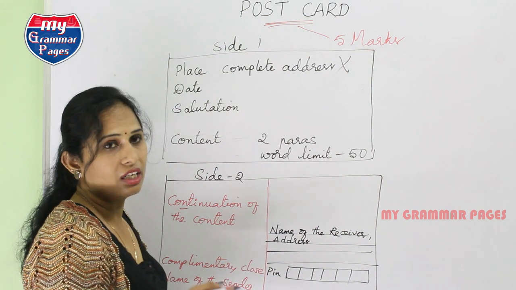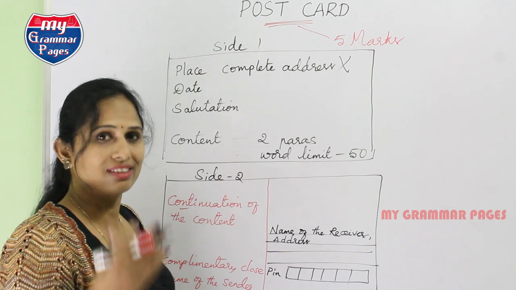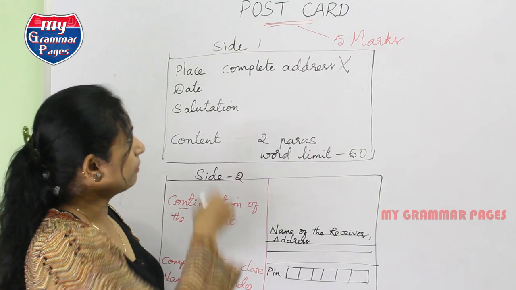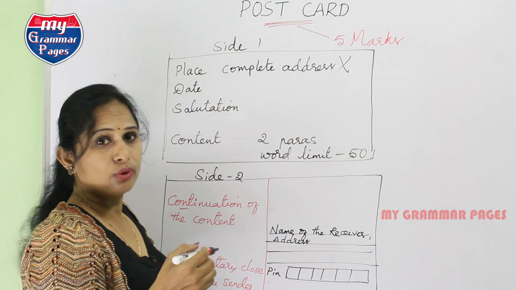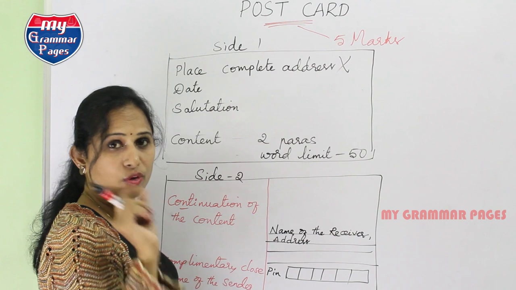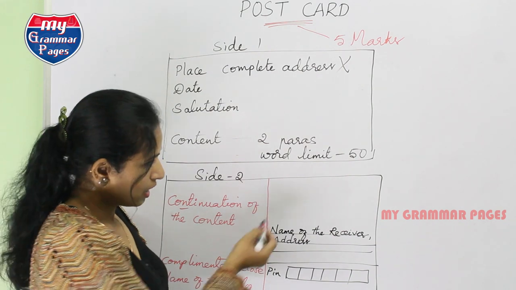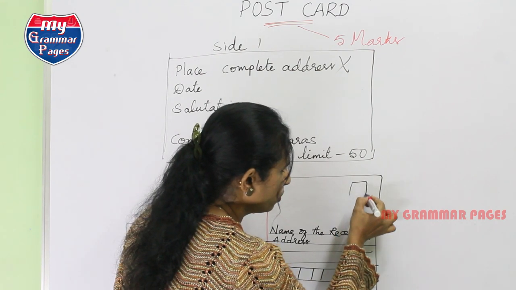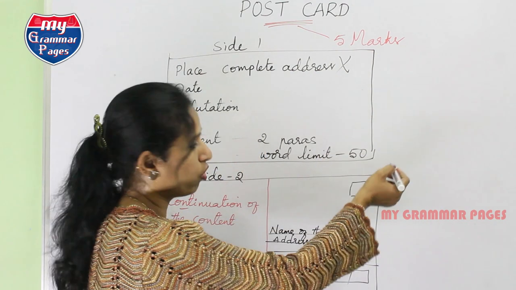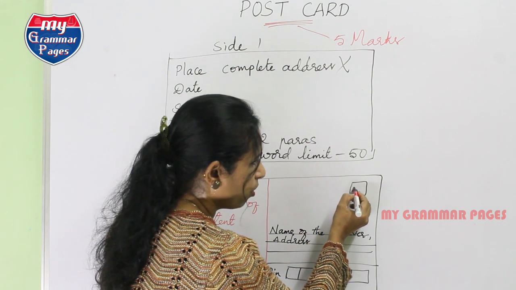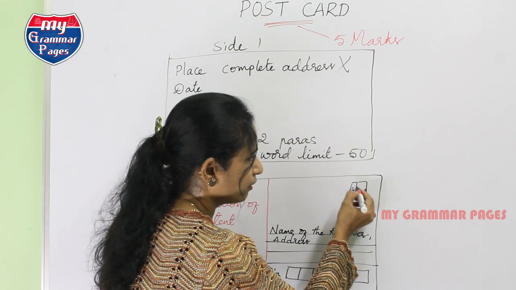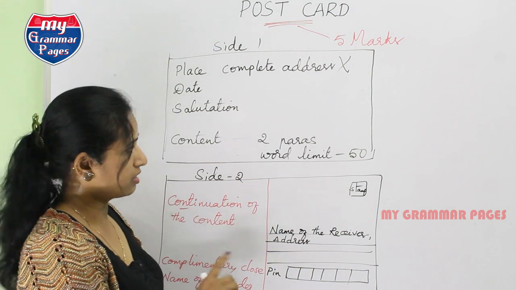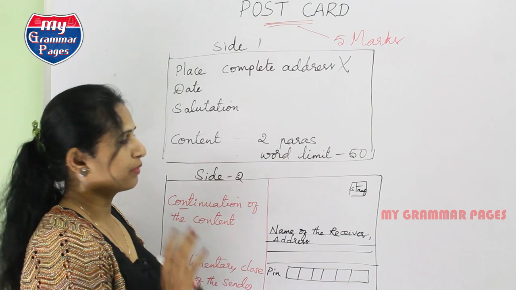Sometimes you will be writing a letter to another town or city or another country where you have to give the complete address of the receiver. But here, when it comes to the place, you are not supposed to give the complete address. Just only the name of the place has to be mentioned. Now you have the blank space above this one. Here will be a small square towards the top right hand corner of the box. So this box is the place reserved for the stamp. You need to just draw a small box. This is the easiest way to write the postcard.